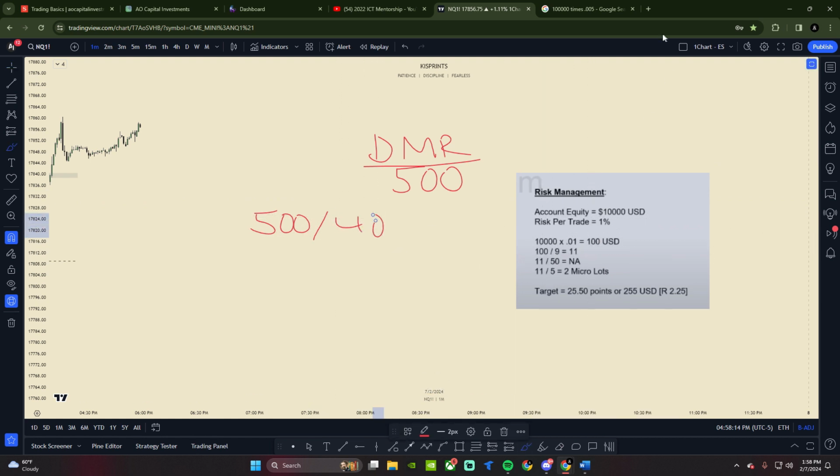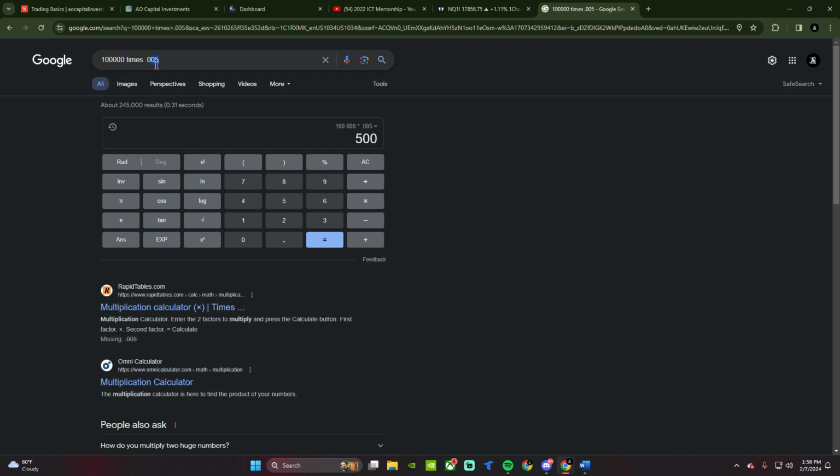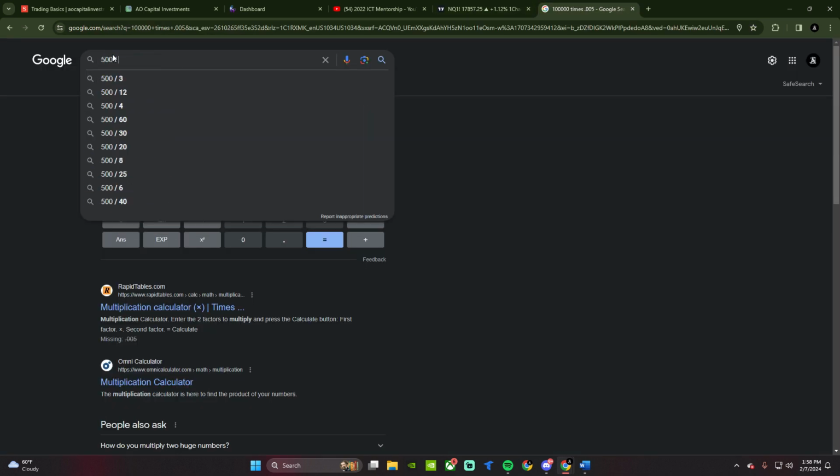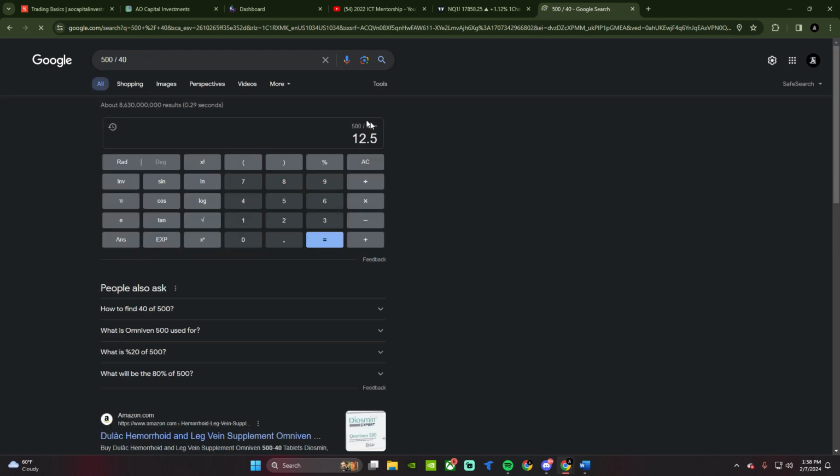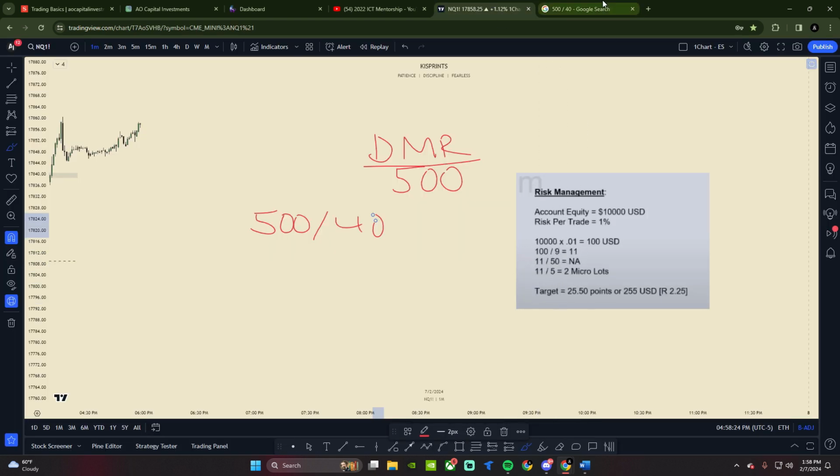I think this calculation is for ES, but let's see if it works for NQ. So 500 divided by 40 is 12 and a half. That's how much you're going to be targeting: 12 and a half points every day. If you reach 12 and a half, you're out. You're done for the day. Call it a day.